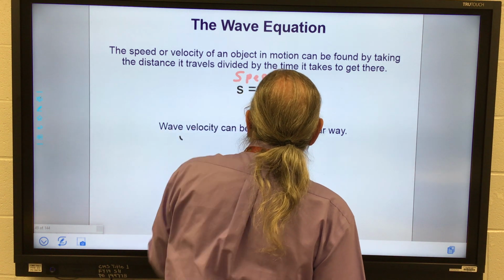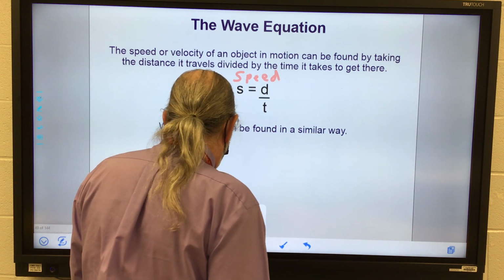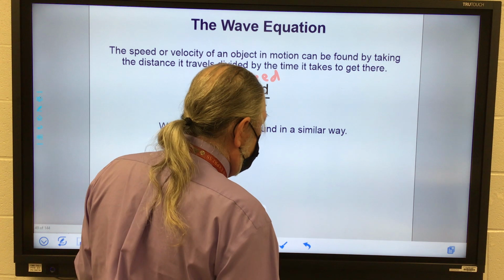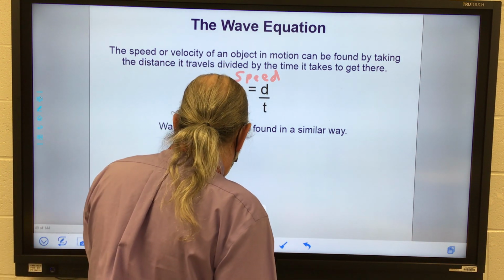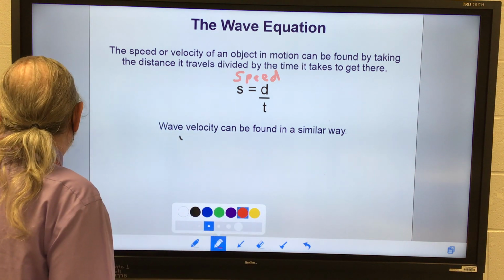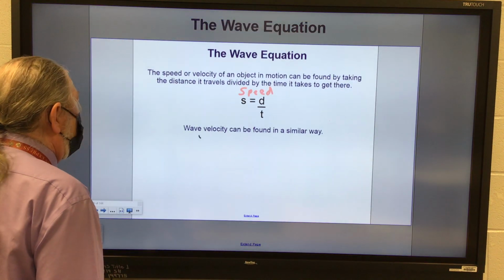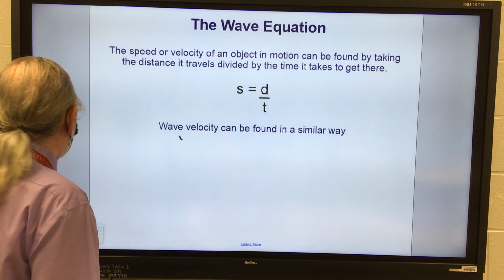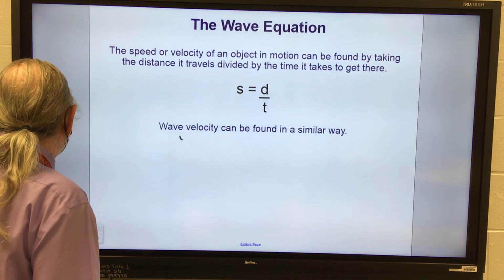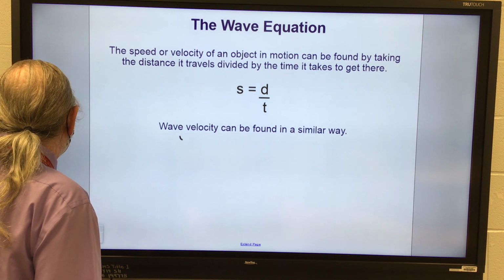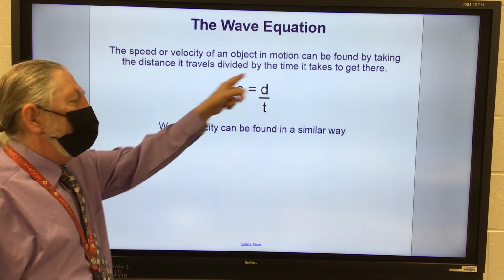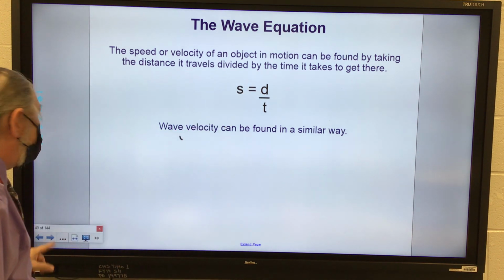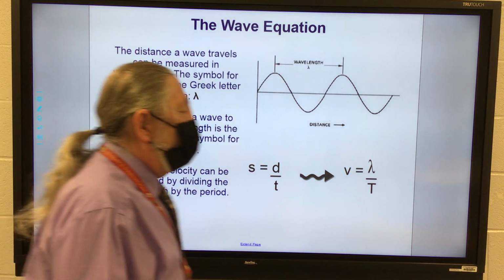Oh boy, what in the world here? That's kind of weird. Hang on a second here. Okay, so you're going to write speed right above that. Everybody got that here? Okay, so let's take a look right here.